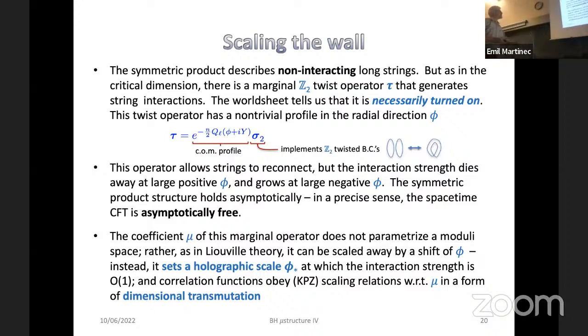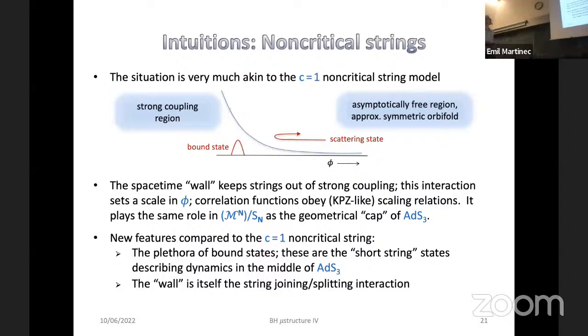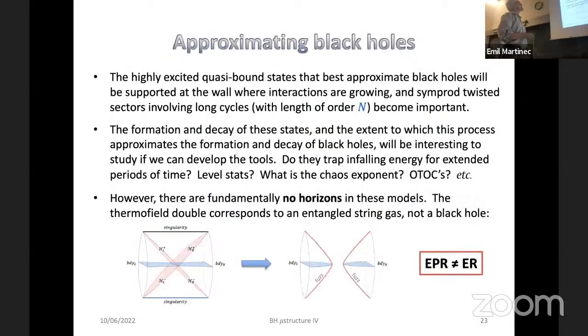Okay, and so, well, it's like any other asymptotically free theory. The coefficient of this thing isn't a coupling constant, it's a scale. I can always trade any coefficient for this operator by shifting phi. So there's just some scale in the theory in radius where the string interactions become order 1, and I should identify that with the middle of ADS. Okay, enough said.